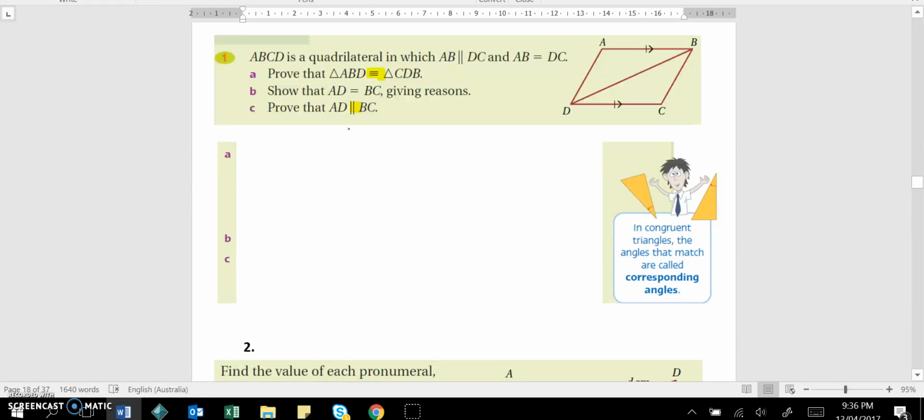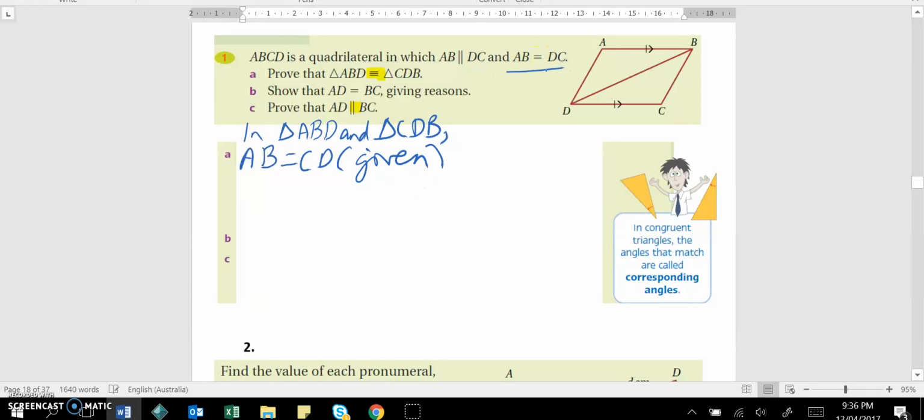So we always start off any congruence proof the same way. We start by writing in triangle, whatever your triangles are. In this one, it's ABD and triangle CDB, comma. You always start that way in a congruence or similarity proof. Then we look for some of the things we've been given. We've been given that AB is equal to CD, and that's actually given. So I'm going to write that down. You could write DC as well. The order doesn't matter because that's given up there.